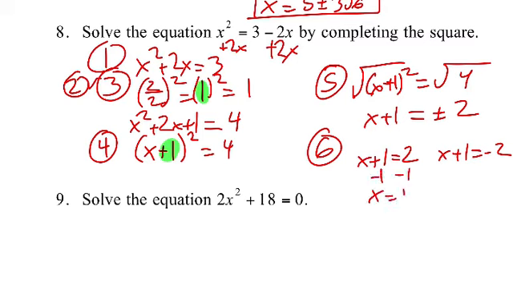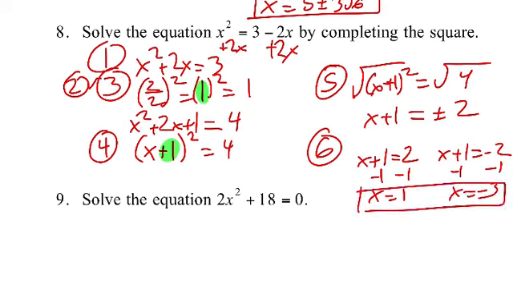So I'm going to subtract 1 from both sides here. I get x equals 1. I'm going to subtract 1 from both sides over here. I get x equals negative 3. So our two solutions are x equals 1 and x equals negative 3.